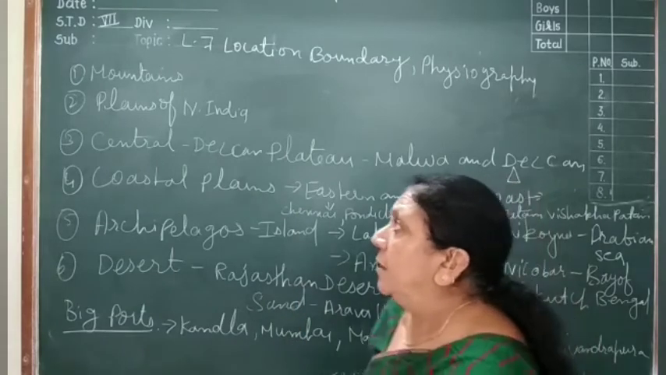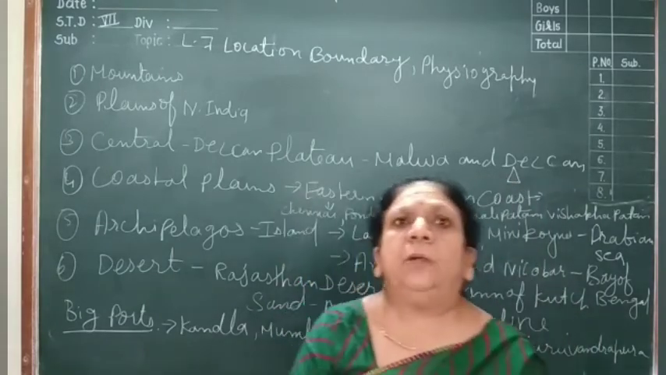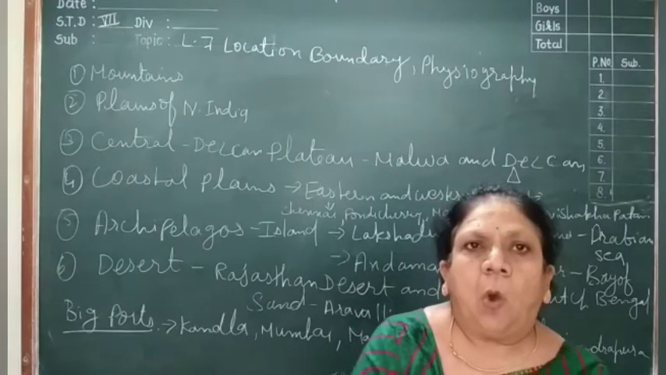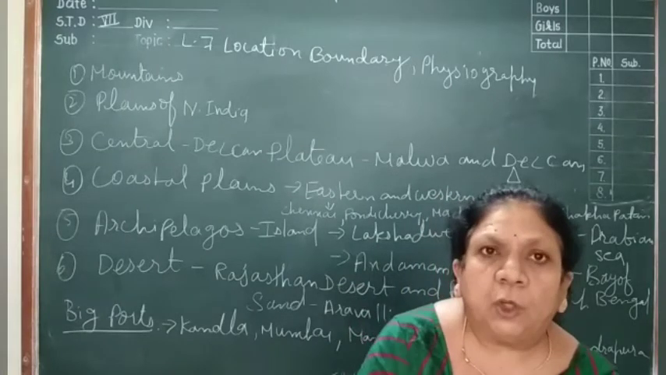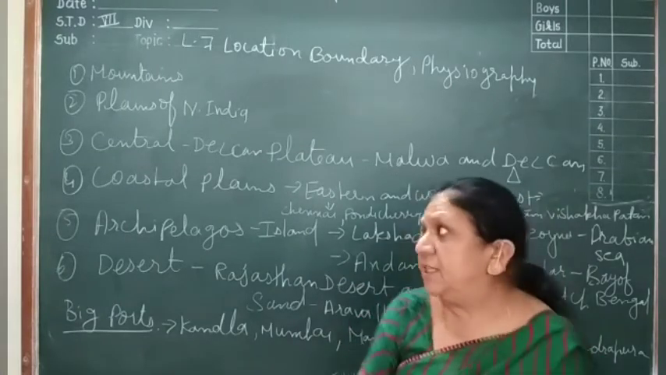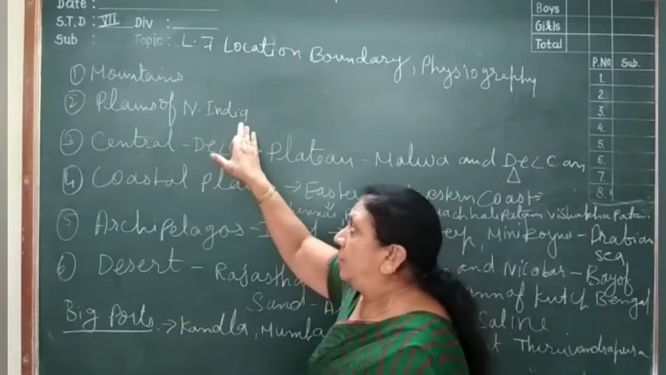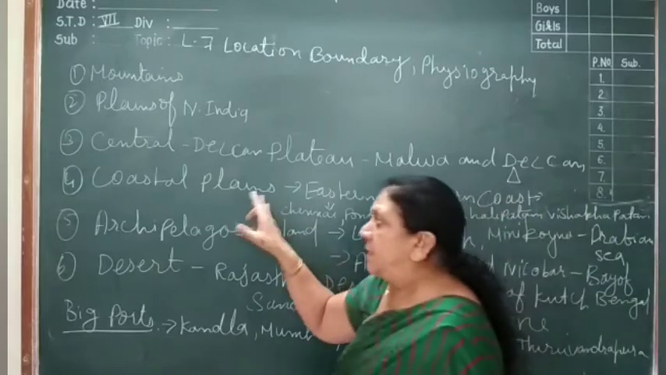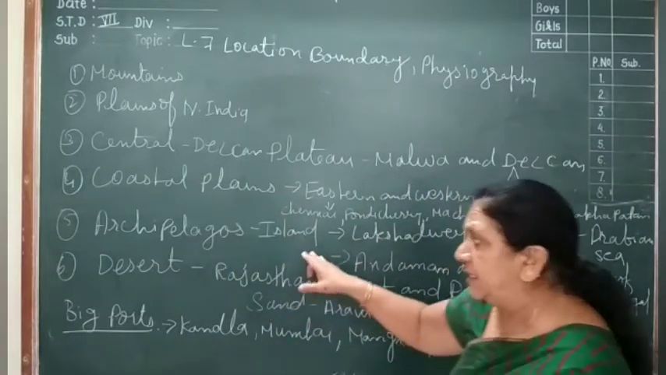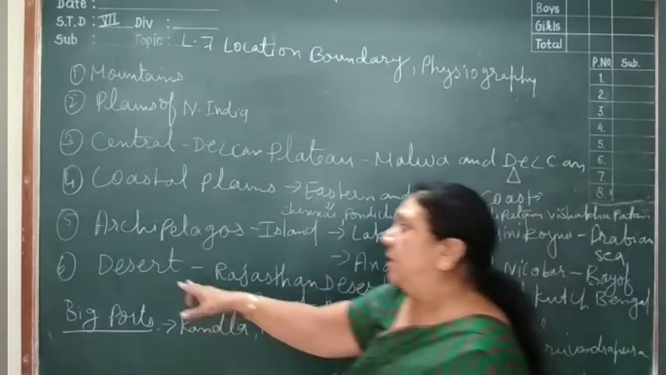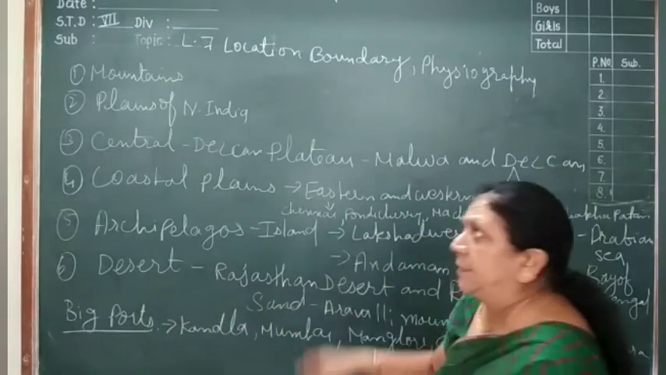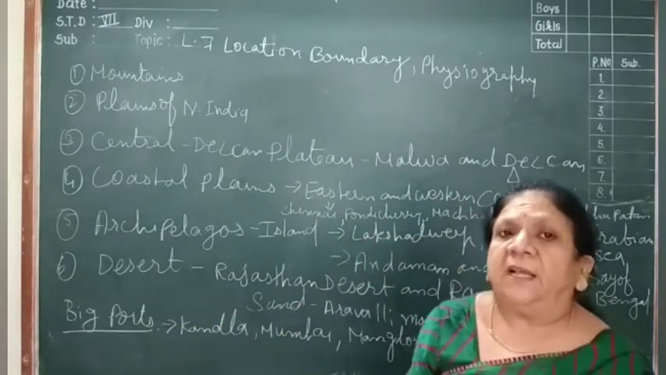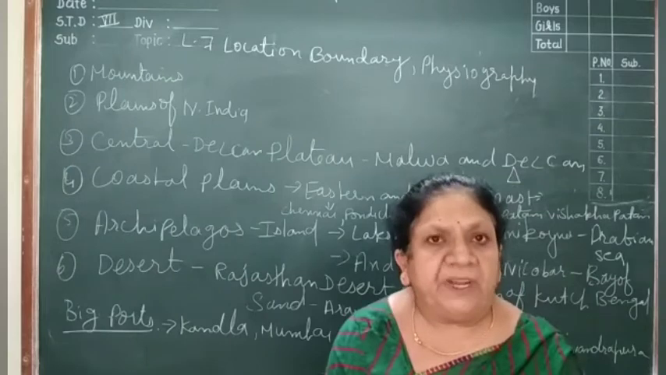Now you see, there is uneven land all over India. So there are different landforms: mountains, the plains of North India, the central Deccan plateau, then coastal plains, archipelagos, the other name is islands, and the sixth one is desert. In smart class I showed you about mountains.